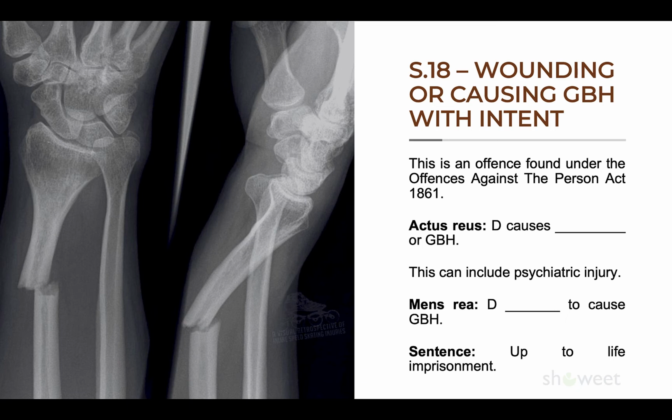The actus reus is D causes wounding or GBH. This can include psychiatric injury. The mens rea, therefore, then is D intends to cause GBH. The sentence, however, this one is discretionary life sentence. So this clearly is an indictable offence, the most serious that there can be, and would be dealt with, not in a magistrate's court, they don't have the jurisdiction, would be dealt with in a Crown Court.